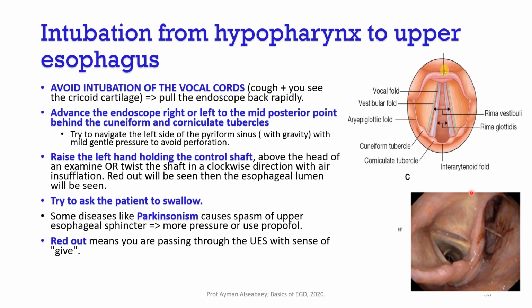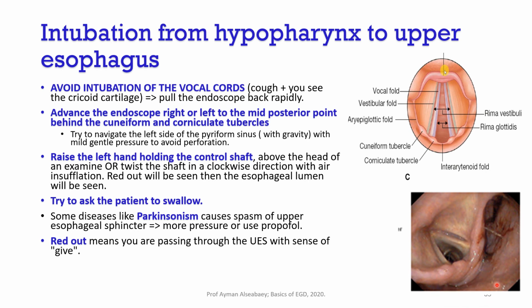Just gentle pressure and ask the patient to swallow. The endoscope will go through the upper esophageal sphincter, which is called the red out. You will find the screen is suddenly red. Here you should press the air water button to inject air and distend the esophagus. You should avoid the piriform fossa, because if you try to push the endoscope here, it may cause a fistula to the skin, and it is a serious complication.